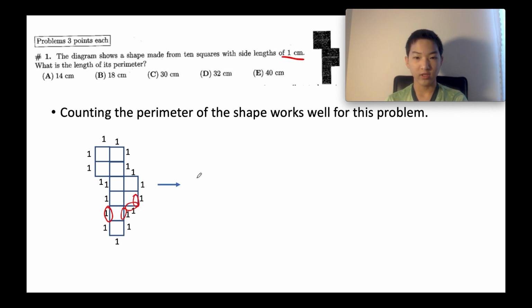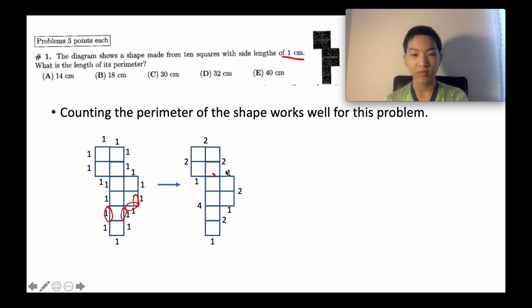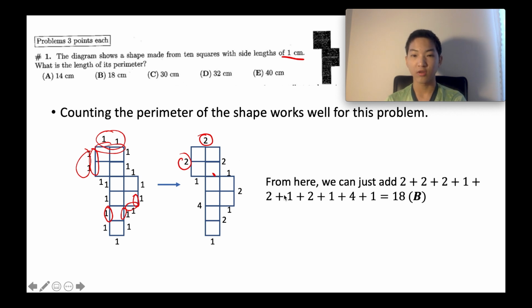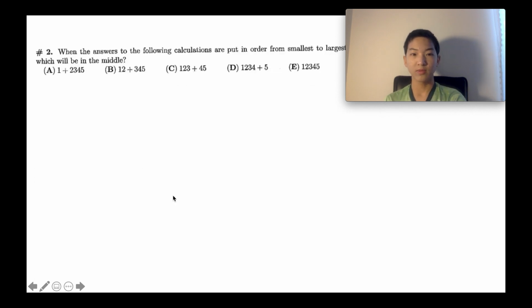So then we continue on. And then you could either just add all of the ones together, or you could first group them into each side. So these two ones correspond to this side, which corresponds to this 2. These two ones correspond to this side, which corresponds to this 2. And then you could just add those up if you want, and then you could get 18. Next we have problem 2.